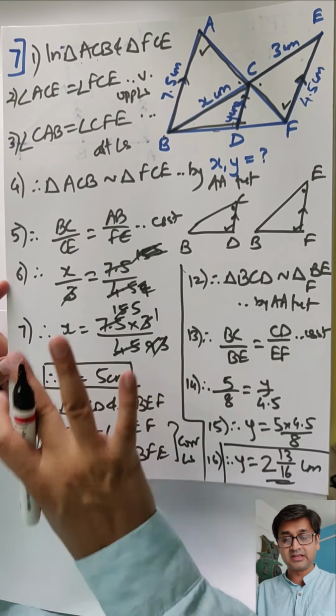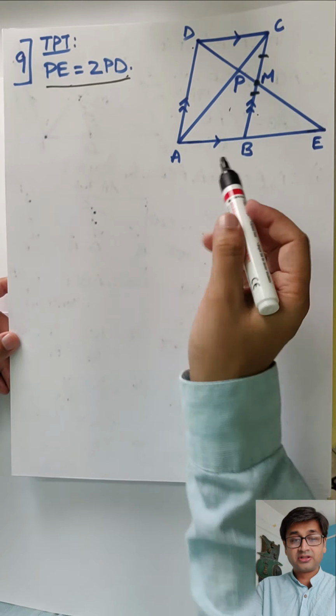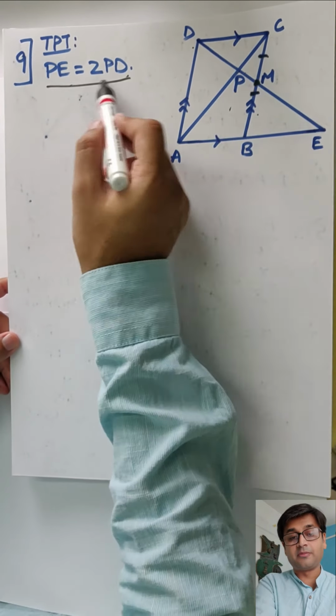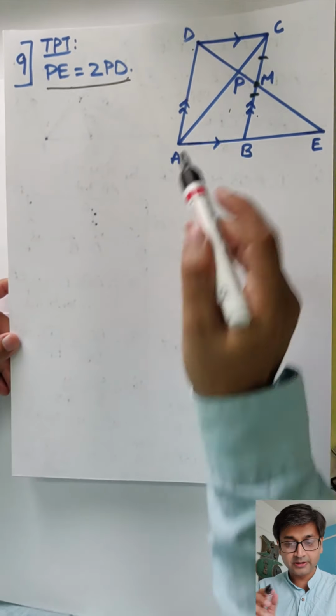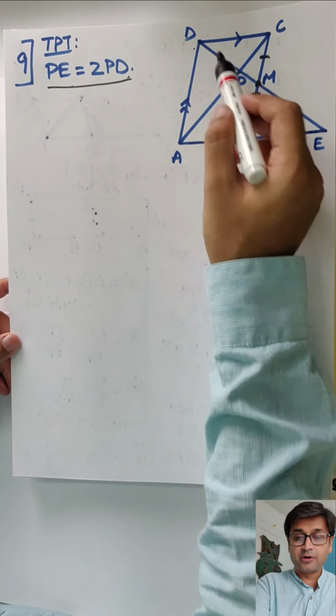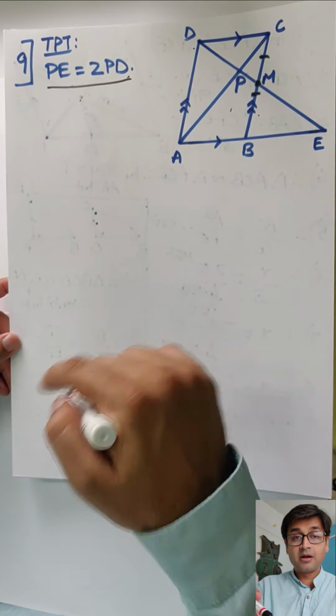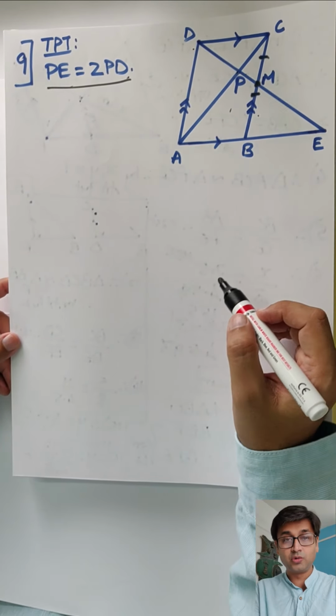If I want to prove PE double of PD, common sense, I have to pick up triangle PEA and PDC. Prove these two triangles similar. Can you see PDC and PAE, the opposite triangles? I can easily prove them similar, and then say PE upon PD equals AE upon DC. But before I do that, I have to first prove that AE upon DC is 2 by 1, so that I can substitute that 1 by 2 for PD upon PE and get this. Got the logic?